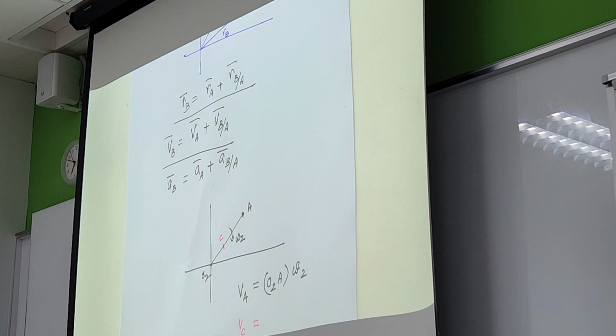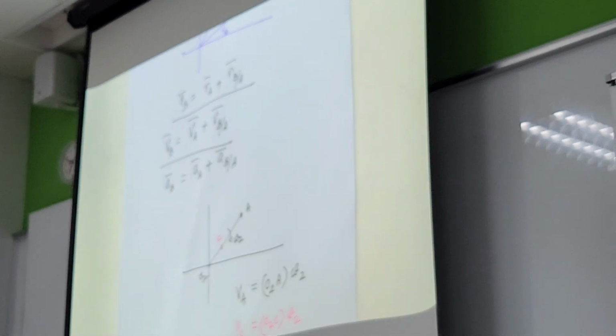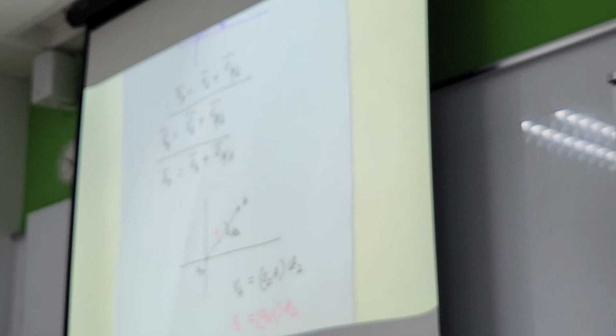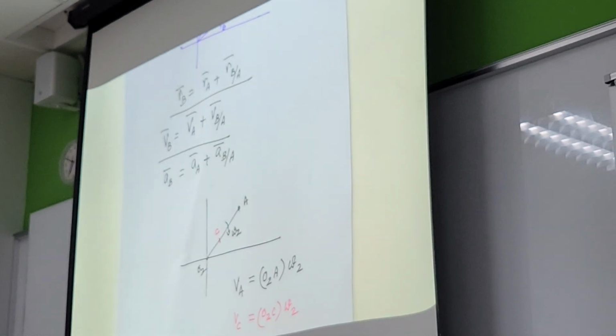For that matter, for any point on the link other than point A, you can simply find the distance from the instantaneous center, O2C, then multiply with the angular velocity. So for any point on the link, we can calculate the velocity if we know the distance from its instantaneous center or its origin. Why? Because for any point on the link, the instantaneous center is O2.